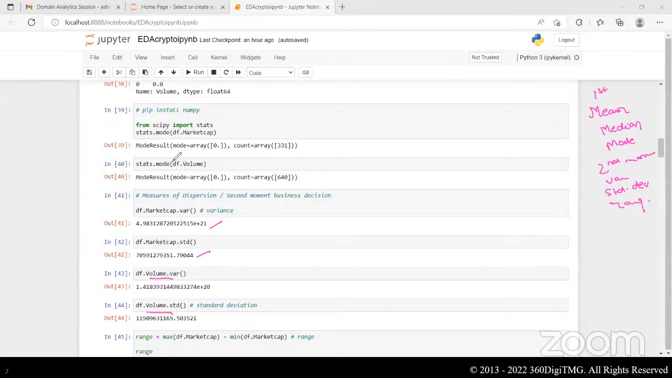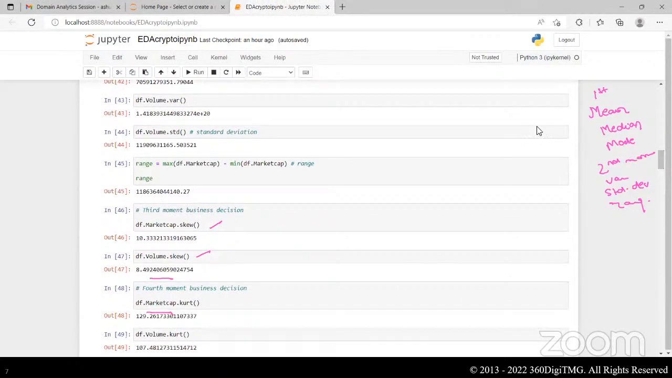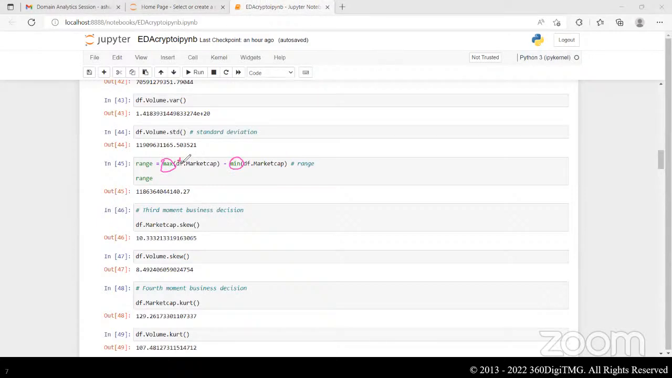After doing this, I calculated your range also. That is a part of your second moment business decision. The range is nothing but the maximum minus the minimum. Maximum of what? Market cap, which exists in your data frame df. Minimum of what? Market cap, which exists in your data frame df. And when I say range, this is the range I'm getting.